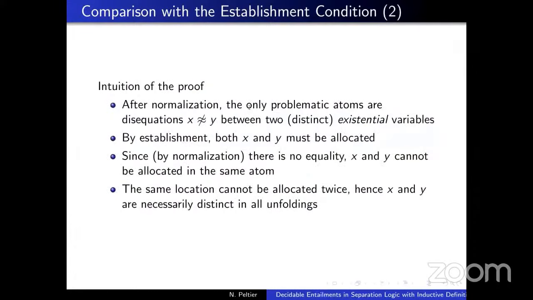So the intuition of the proof is that after normalization, the only atoms that are problematic are these equations between existential variables. So they are of this form here, x not equal to y, where x and y are existential variables. But precisely due to the establishment condition, we know that x and y must be both allocated. And we can also show that they must be allocated in disjoint parts of the heap, which means that they are necessarily distinct in all unfoldings.